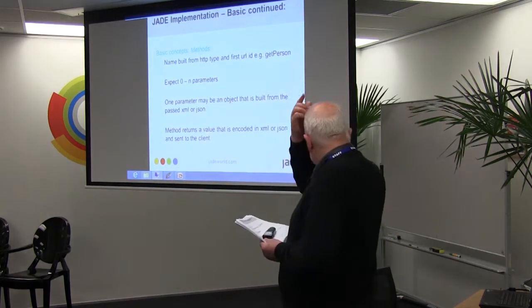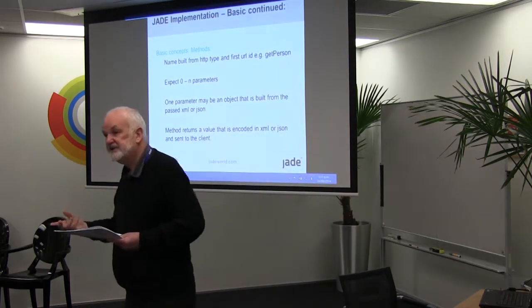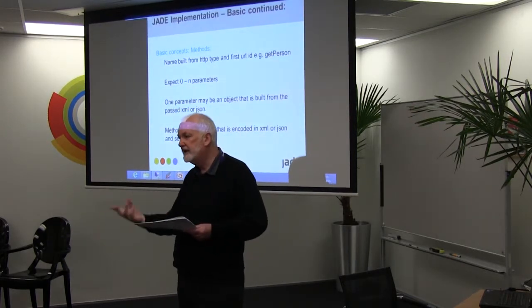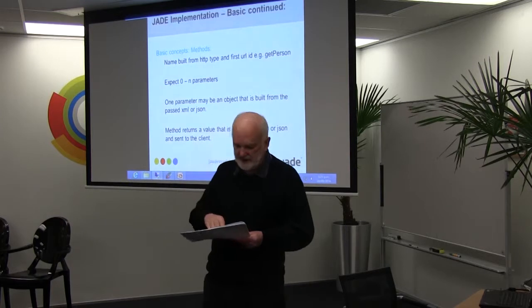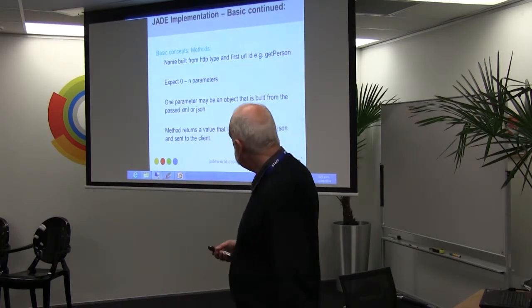The value that you return from the method will be encoded into XML or JSON. That return type could be a string, could be an object, could be an array, whatever it is. It will be encoded and sent back to the caller.